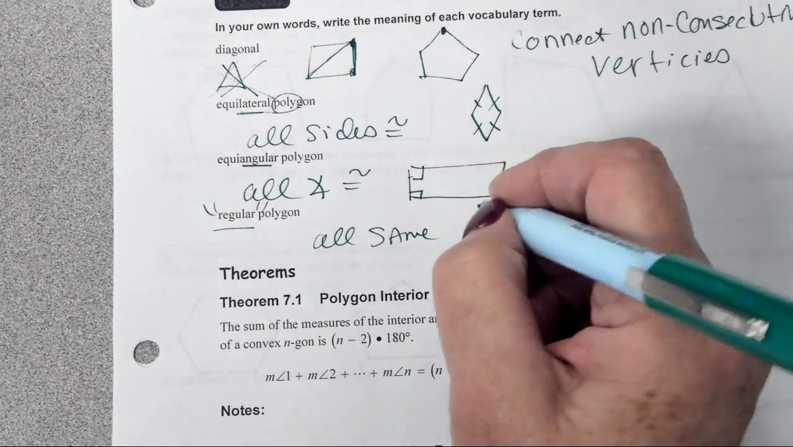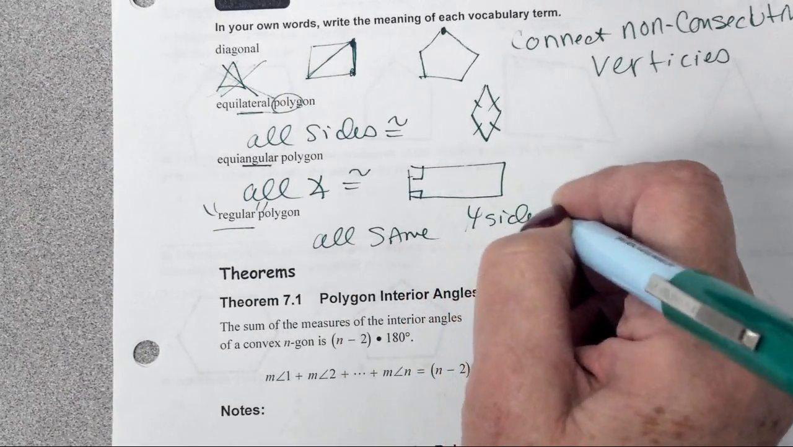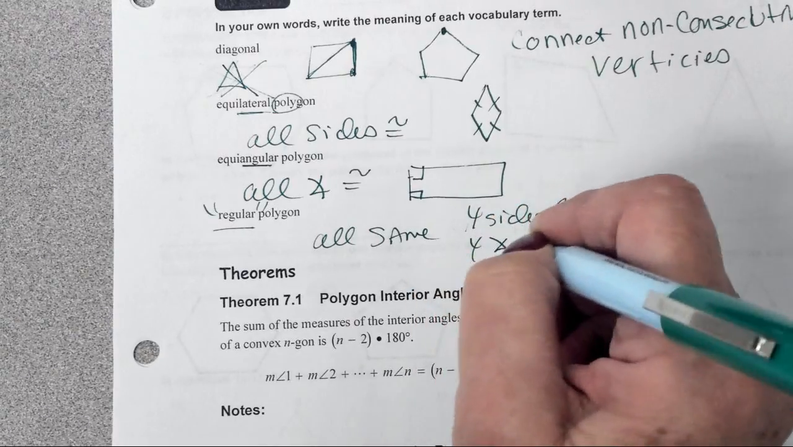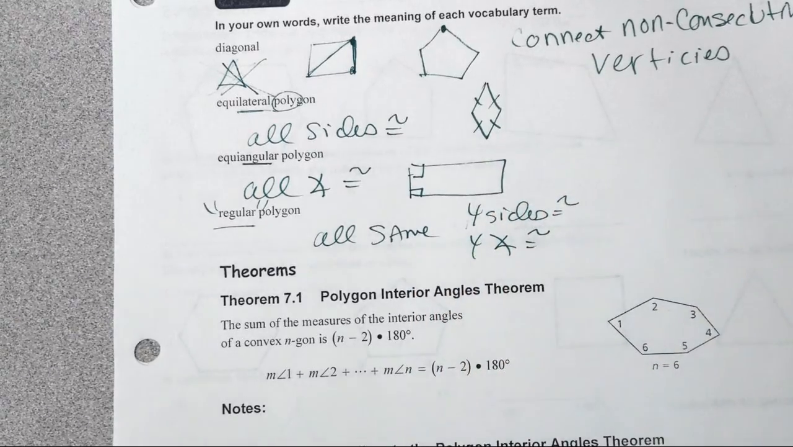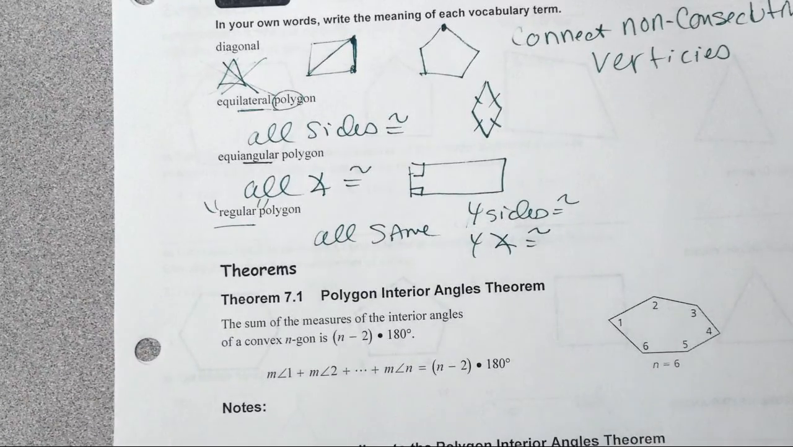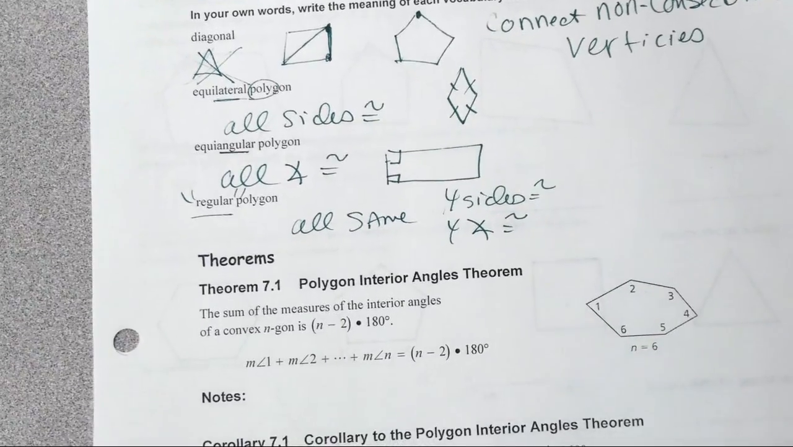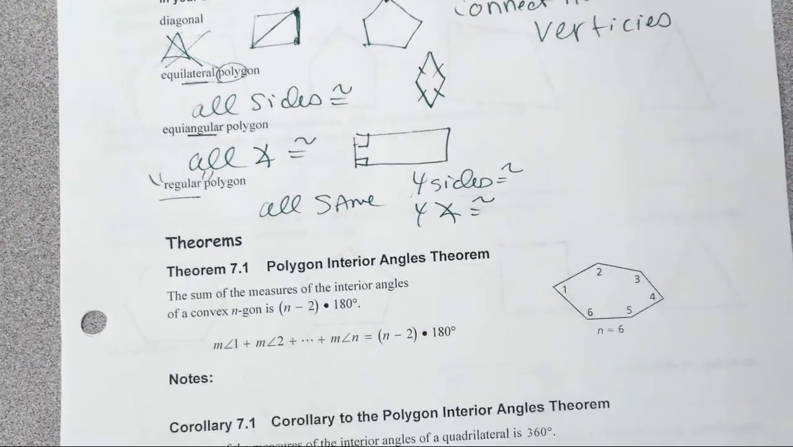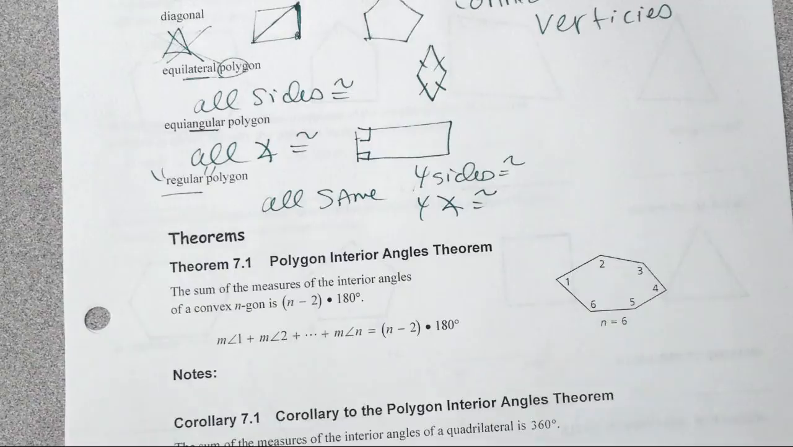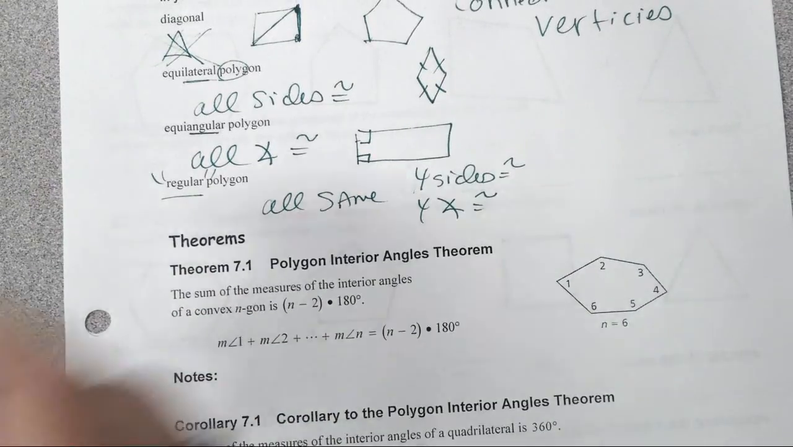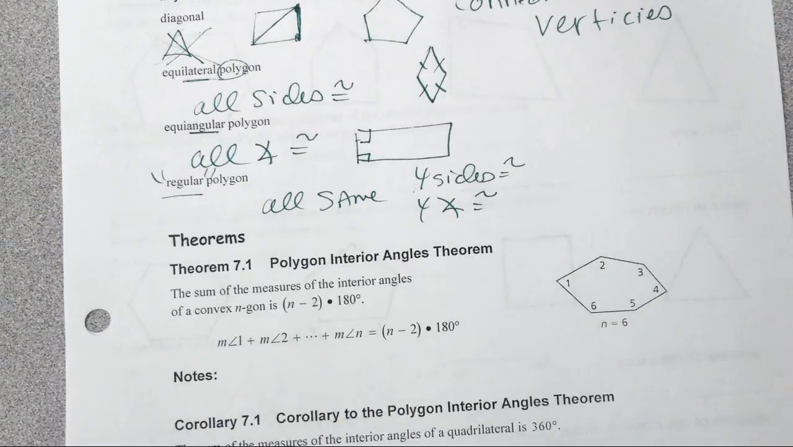So in a quadrilateral, we would have four sides congruent and four angles congruent. And in a quadrilateral, there's a special name for something with four sides congruent and four angles congruent. It's a square. Yeah. Now, when we get to pentagons, hexagons, and stuff like that, we don't have any special names for those. We just have to call them regular pentagons, regular hexagons. So that's when we'll start using that word.